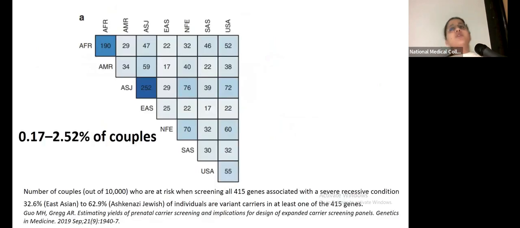Many such studies have also been done. In this particular study, they studied 6 ancestries, and they found out that approximately 0.17 to 2.52% of couples, depending on their ethnicity, were carriers for a pathogenic variant in a severe recessive condition. Based upon this result, they can be counseled when they want to go for PGD or prenatal diagnosis. But then again, is this possible in our population?